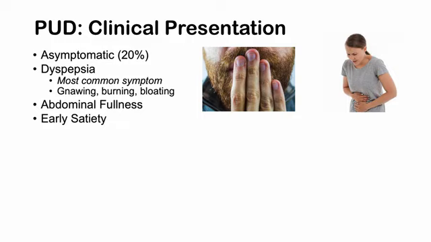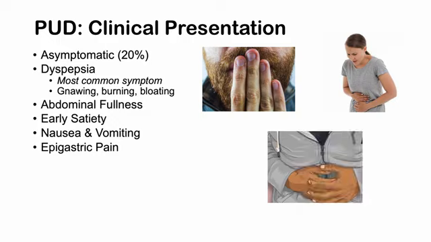Patients with peptic ulcer disease can also describe a sensation of fullness and early satiety. So early satiety is where they become full very quickly and easily. So they may feel that they have a large appetite, they can eat a lot, but once they start eating, they get full very quickly. That is early satiety. Nausea and vomiting can also be a symptom of peptic ulcer disease, although this is more uncommon. Epigastric pain, again, related to the dyspepsia.